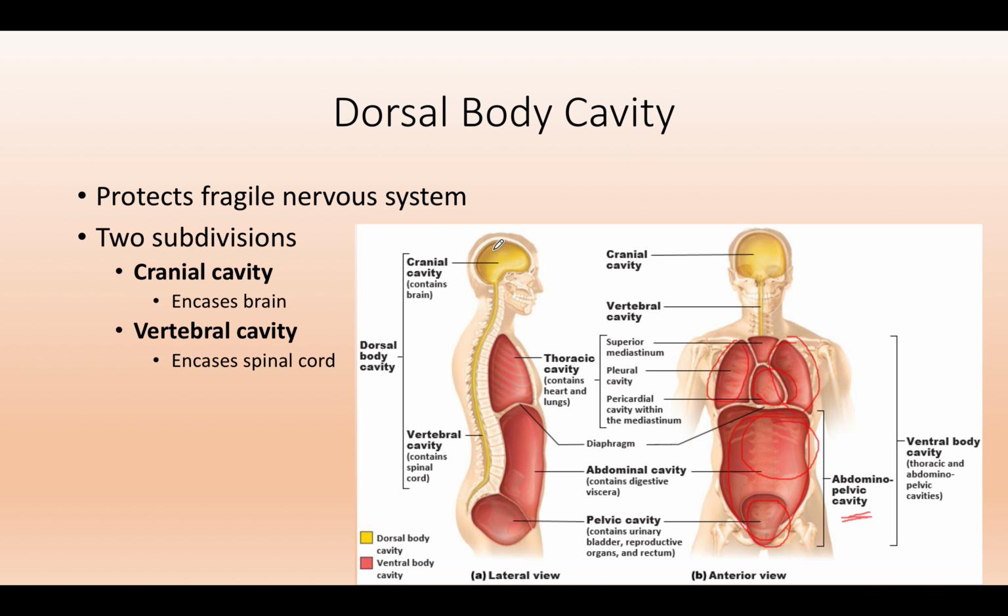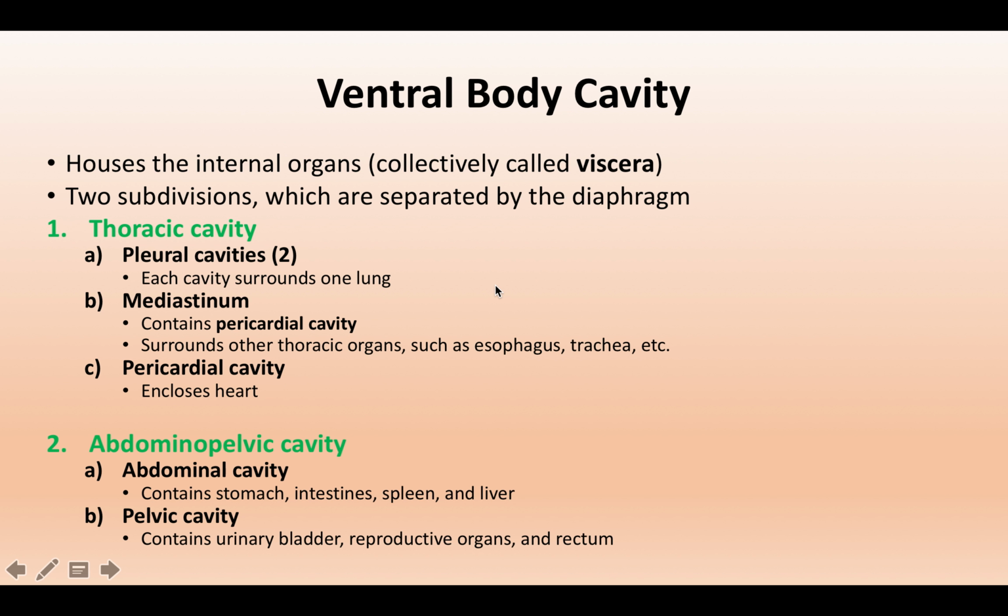Looking at the posterior or dorsal cavity, you have the cavity that holds the brain, and this is referred to as the cranial cavity. And you have the extension that extends below your brain and holds your spinal cord, and this is referred to as the vertebral cavity. Here is a little more discussion about what these body cavities include.